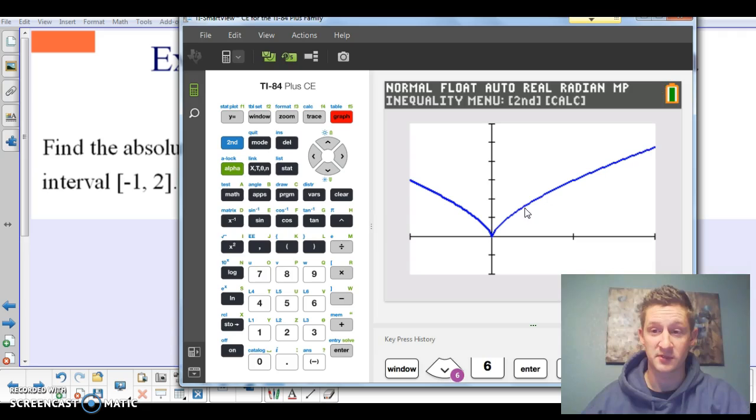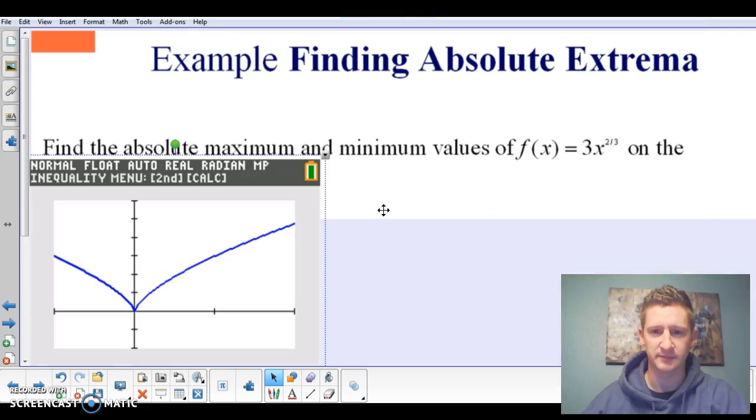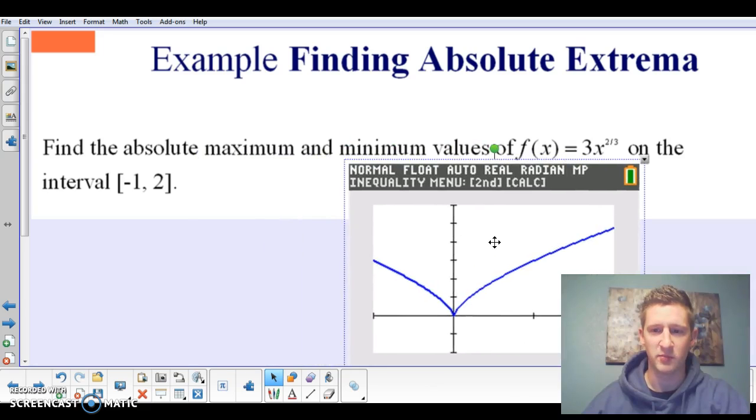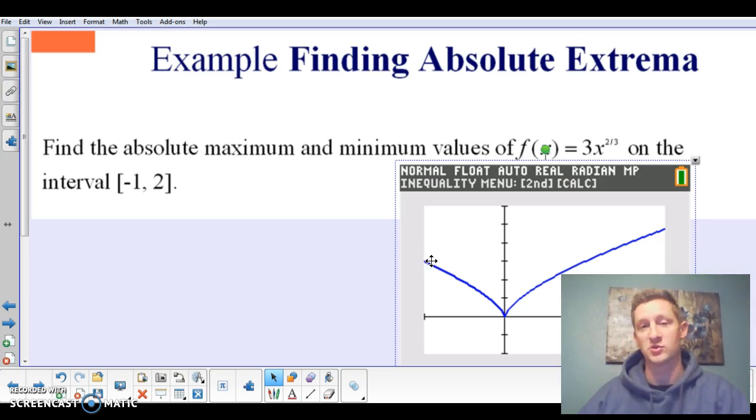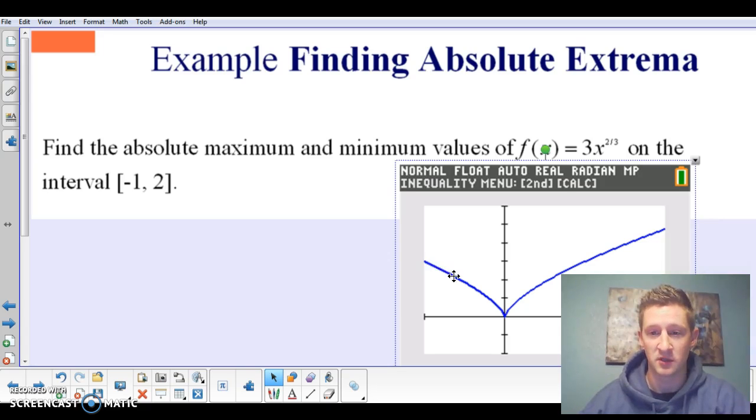As I look at this particular graph, I'm willing to bet that the minimum happens right here. That's probably 0, 0, kind of like the example we did in class. And I'm willing to bet that the absolute maximum happens at this endpoint over here on the right side. Now this left side is also going to be an extreme value. I should probably list that as well, but it's probably going to be just a local maximum.